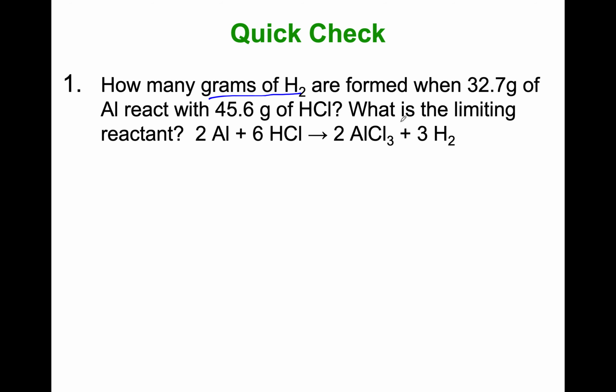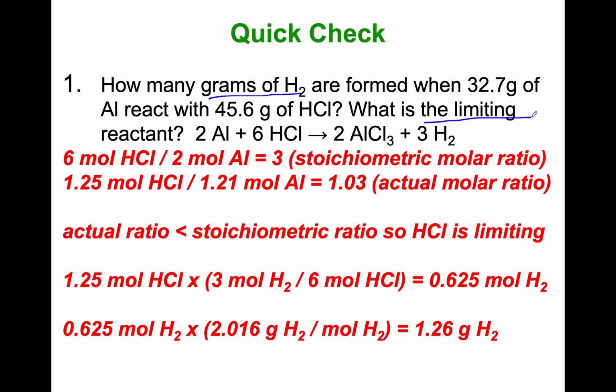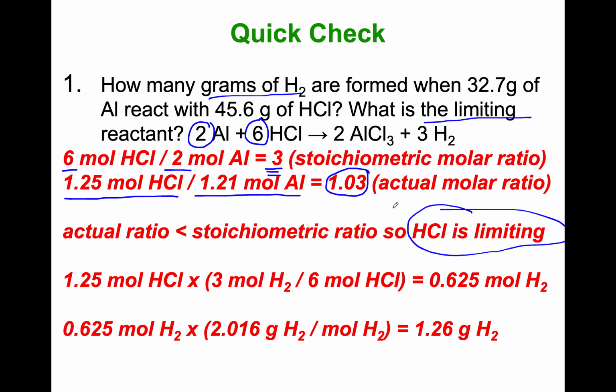Grams of hydrogen, what is the limiting reactant? Take a look here. If we look at the mole ratios, that's 6/2. So what I'm looking at is 6/2, a stoichiometric ratio of 3. The numerator is HCl, the denominator is aluminum, and we calculated our moles earlier: 1.25 moles of HCl over moles of aluminum. This equals 1.03. It does not equal 3. So again, that tells us, this is another way to determine HCl is the limiting reactant.